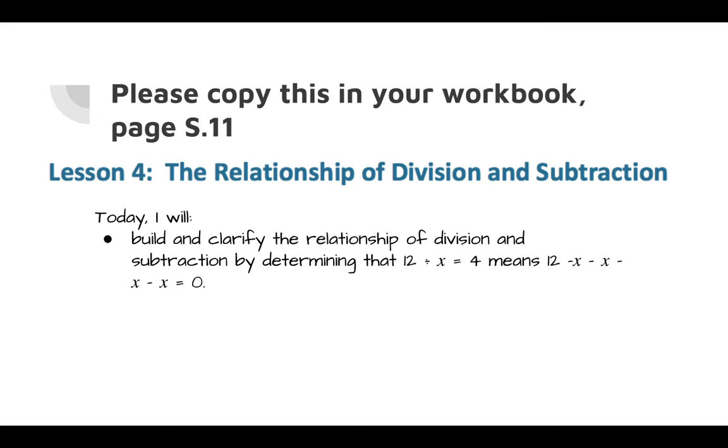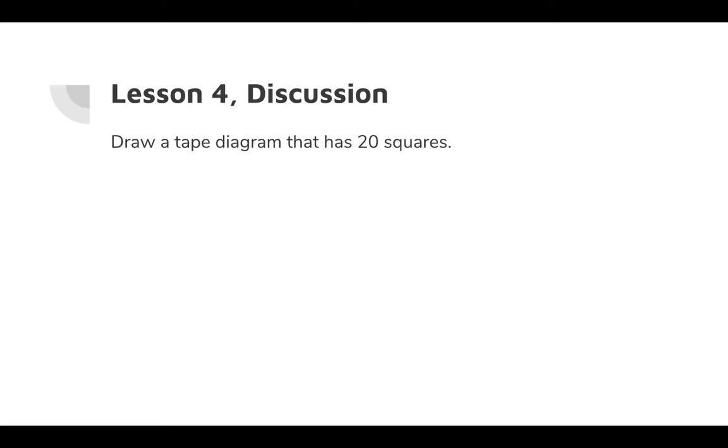Please copy this into your workbook or page S11 if you do not have your workbook yet. Lesson 4 is the relationship of division and subtraction. Today I will build and clarify the relationship of division and subtraction by determining that 12 divided by x equals 4 means 12 minus x minus x minus x minus x equals 0. We'll talk more about that.